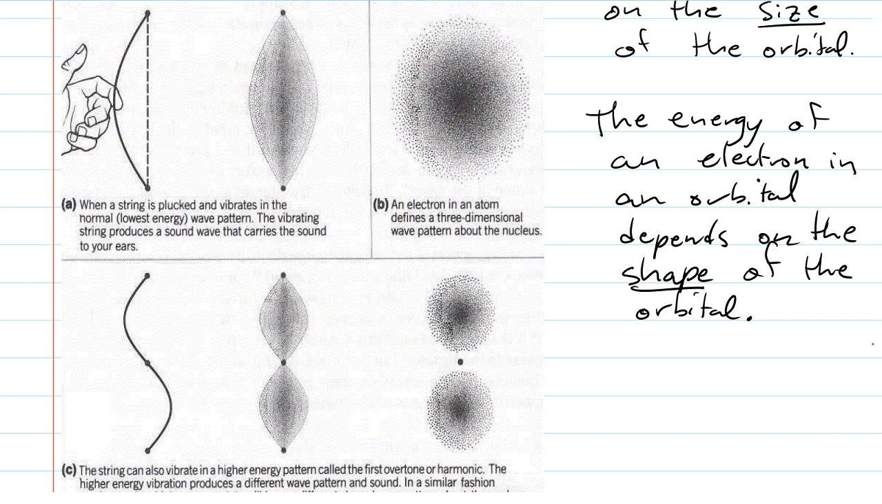So again, there are two things that go into determining the energy of the electron. One is the size of the orbital: larger orbitals have larger energy. And then the second thing is we compare shape. The one that has the greatest energy is the one that has a more complex shape.